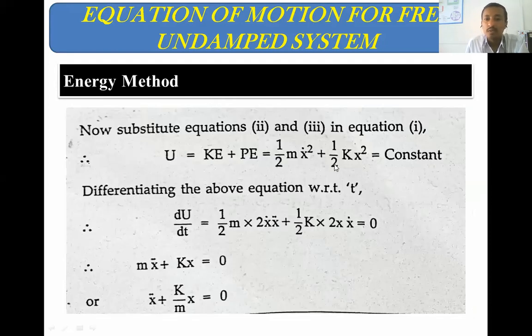अभी देखो, हम have substituted both equations, kinetic energy and potential energy, of mx dot square plus of kx square is equal to constant. So suppose if you differentiate this equation with respect to t, तो क्या होता है? So इसका differentiation किया तो of m is constant, x dot square differentiation is 2x dot into x double dot. So du by dt is equal to of m into its x dot square differentiation is 2x dot into x double dot.